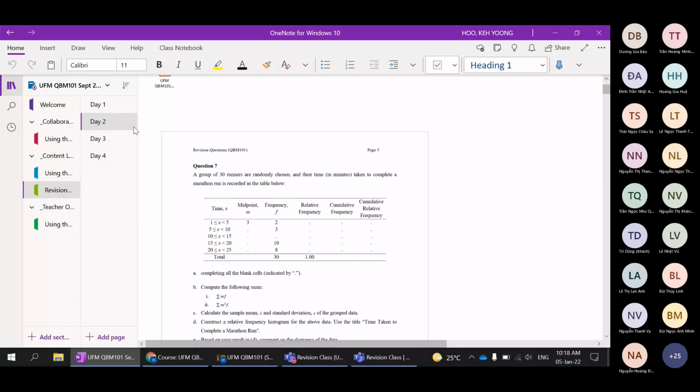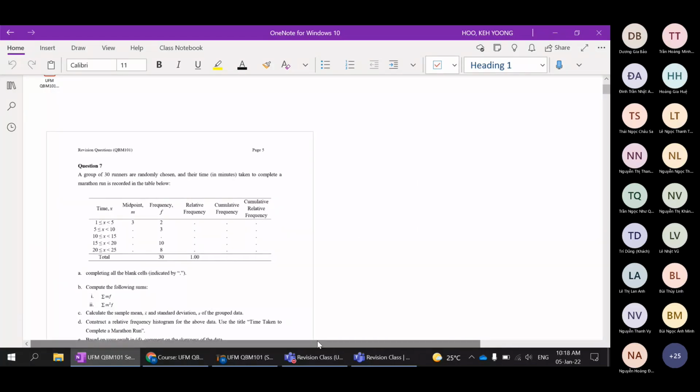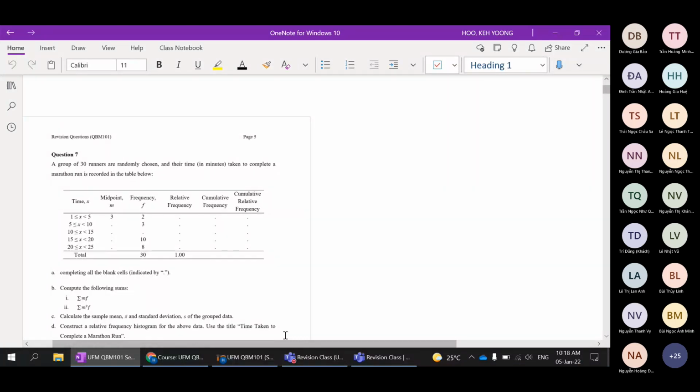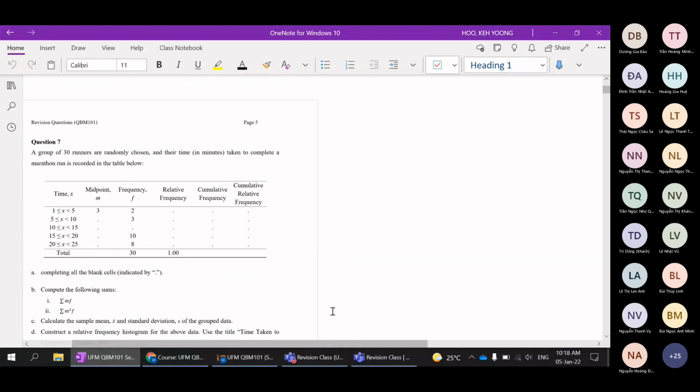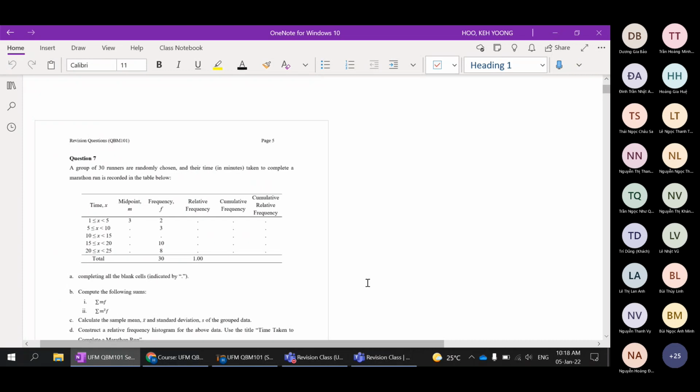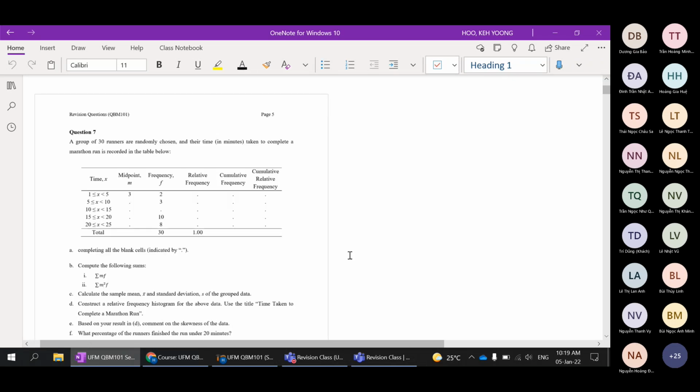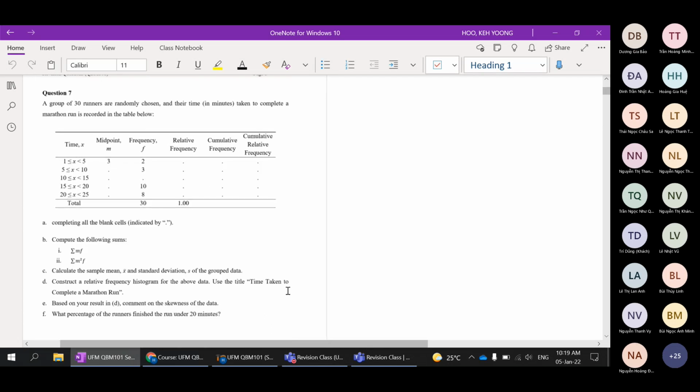Right, let's continue with question 7. A group of 30 runners are randomly chosen and their time in minutes taken to complete a marathon run is recorded in the table below. So you're given a frequency distribution table.